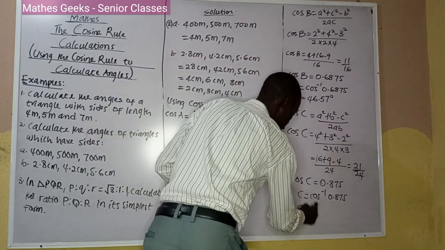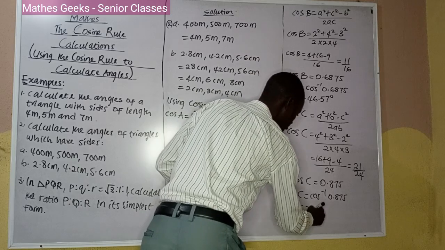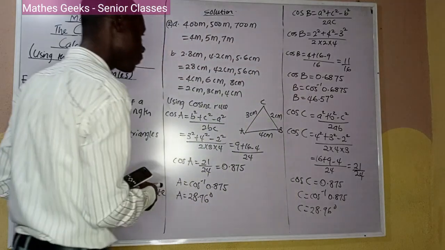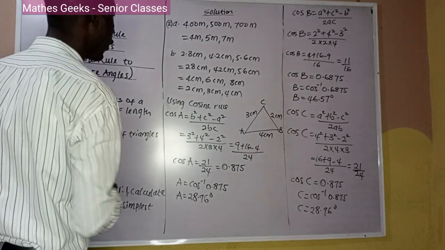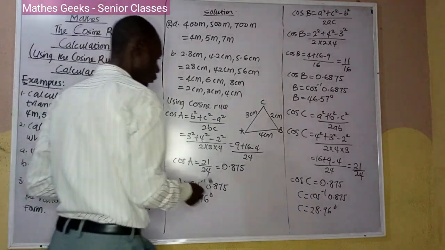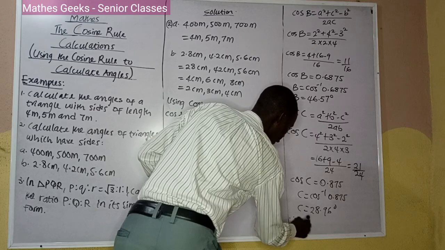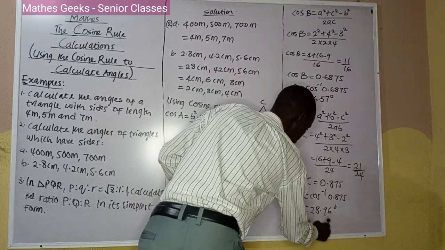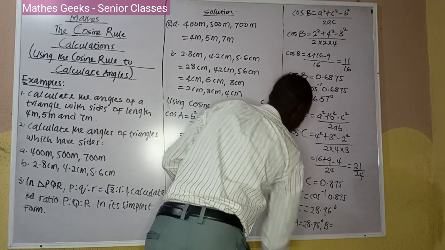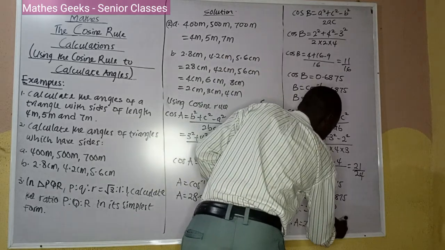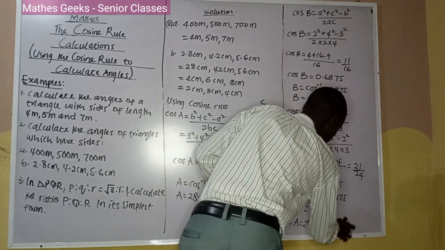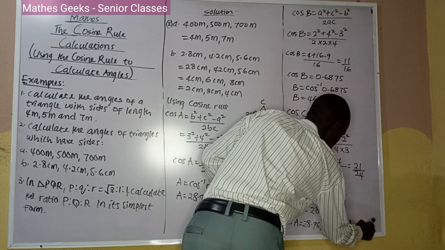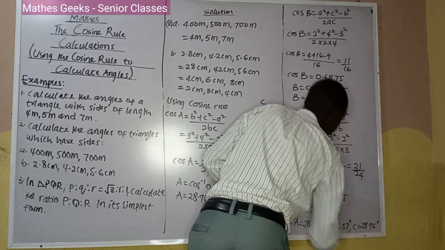So C is equal to 28.96 degrees. Therefore our angles are: A is equal to 28.96 degrees, B is equal to 46.57 degrees, and C is equal to 28.96 degrees.